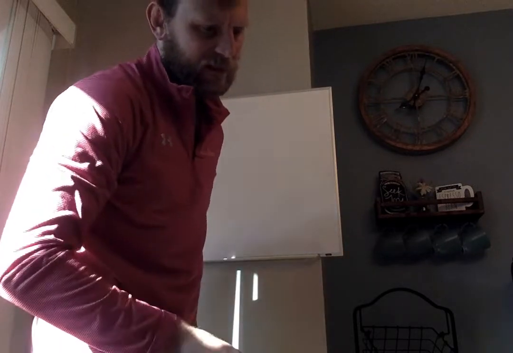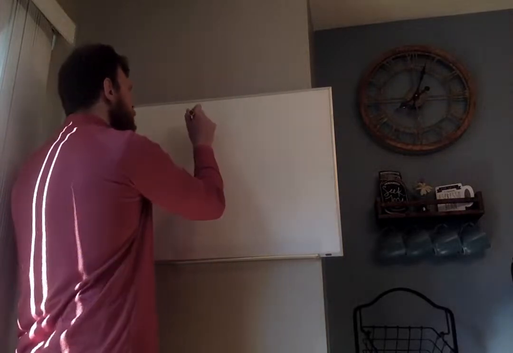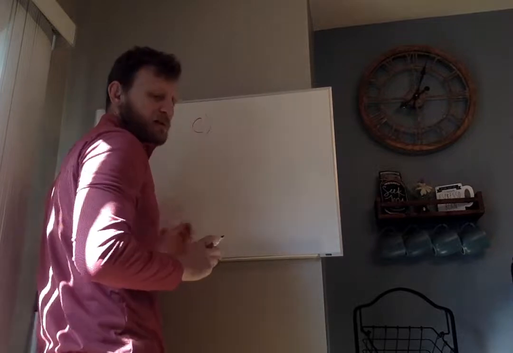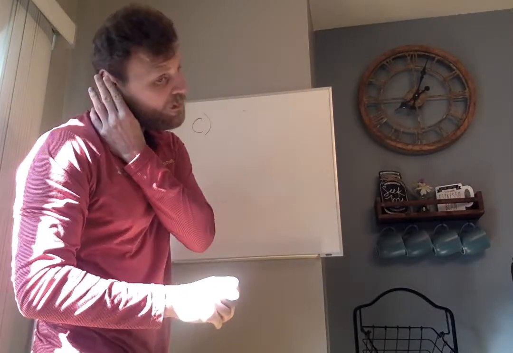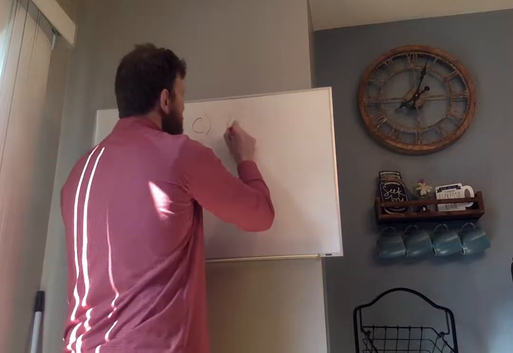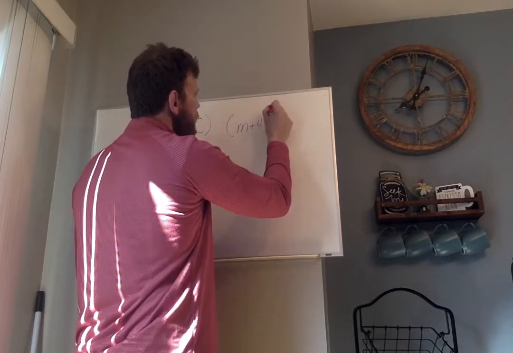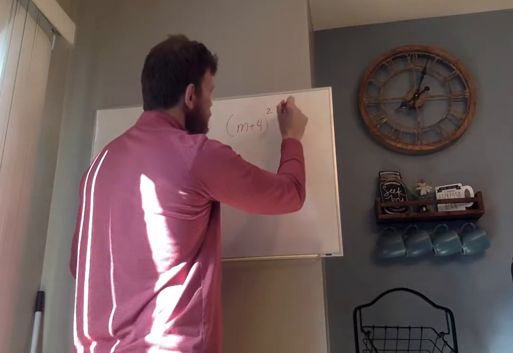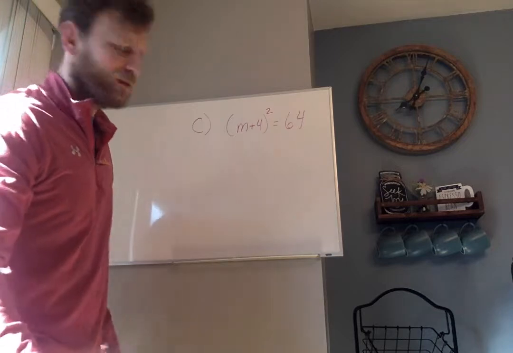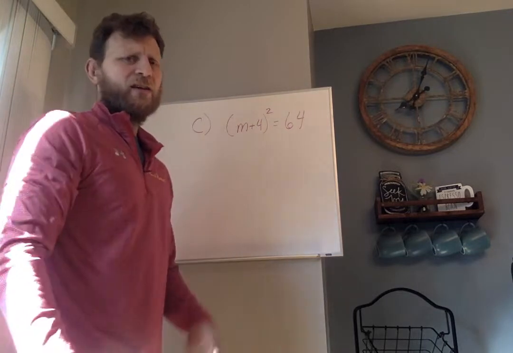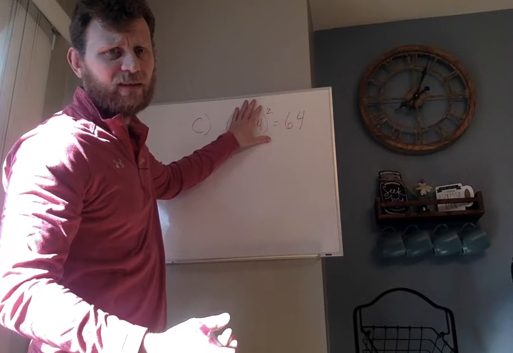So let's look at C. C is interesting. I like C. m plus 4 squared equals 64. Now, when you guys get into the higher maths, you're going to see problems like this, okay? Don't worry about it. Just kind of treat it like that's an x. Okay, where my hand is, it's an x.